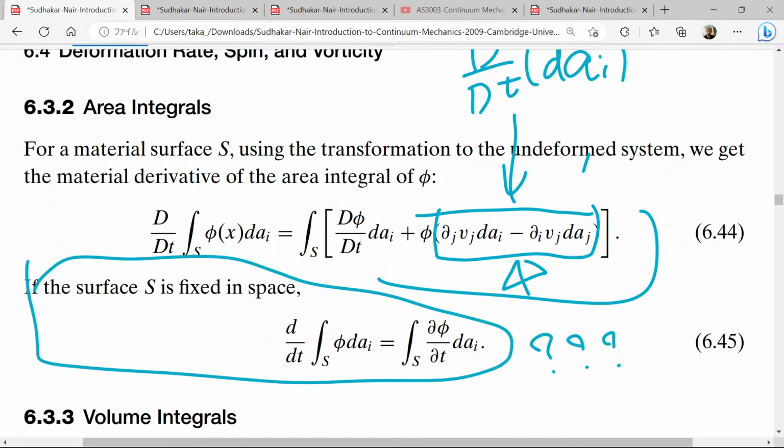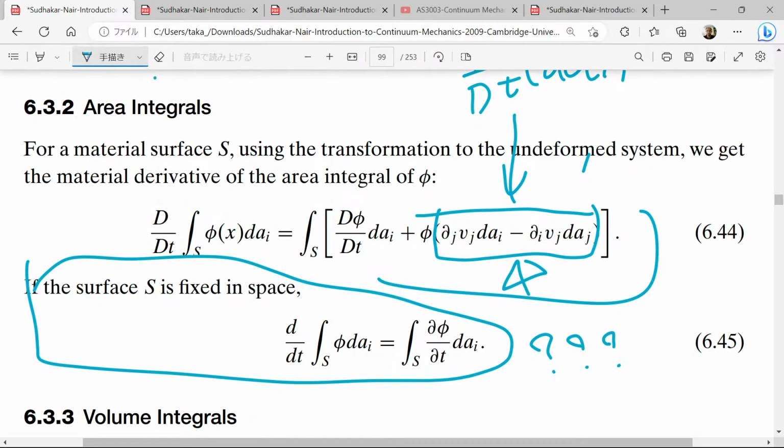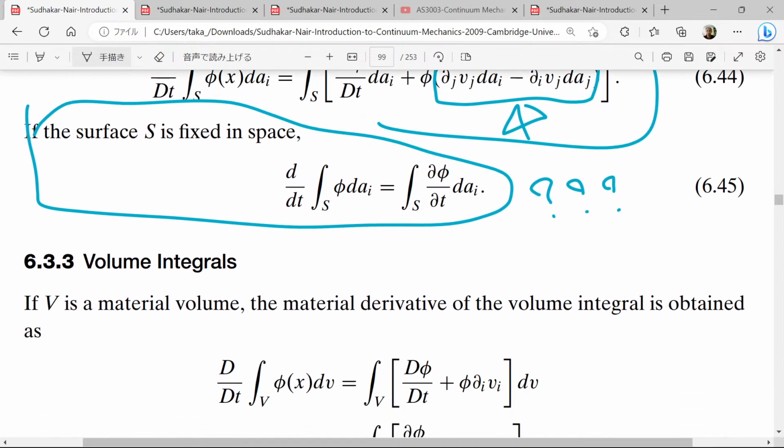Then I don't understand this part. Surface S is fixed in space. I'm not sure what this means.